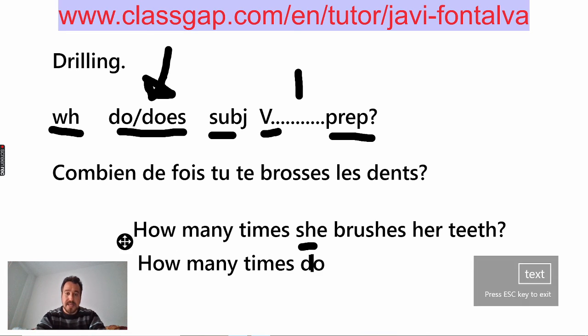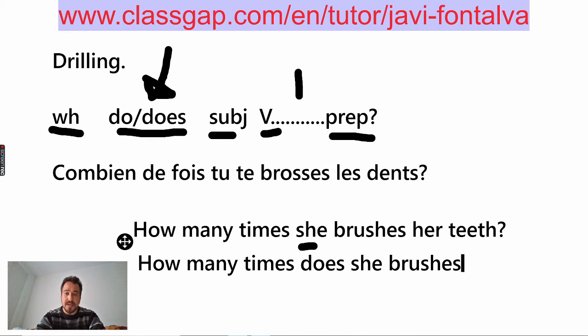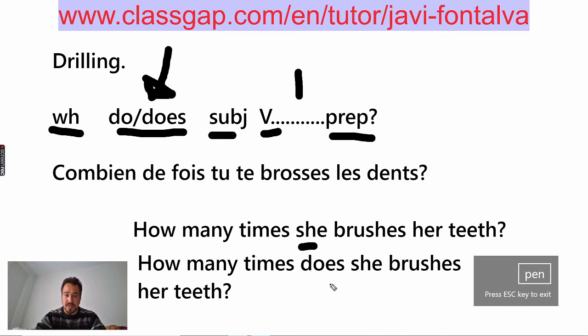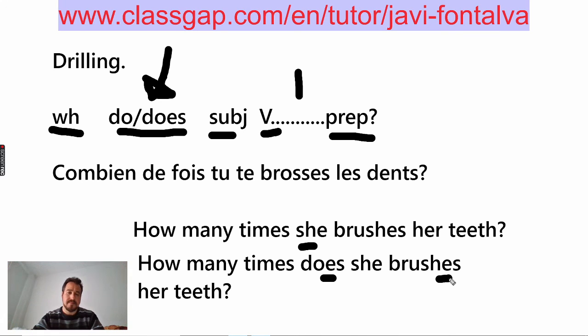How many times does she brushes her teeth? For example, yeah. You say, okay, do you need es twice? You point it out. Okay, so here you have es, es. Do you really need that in English? And you're gonna say, no, you don't. So, how many times does she brush her teeth? Yeah, for example.